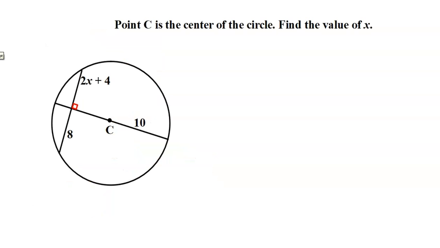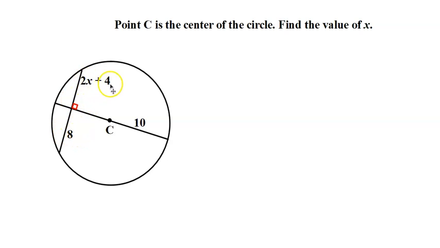Also, let's take a look at this. Point C is the center of the circle. We want to find the value of x. Okay, well, now if point C is the center of the circle, that means that this chord right here is the diameter. And notice it goes through the center, and it's perpendicular to this other chord, right? Which means it bisects this chord.